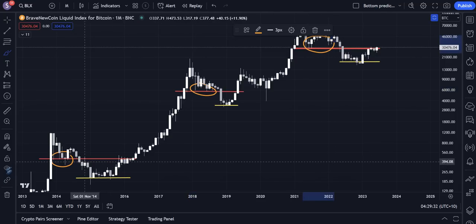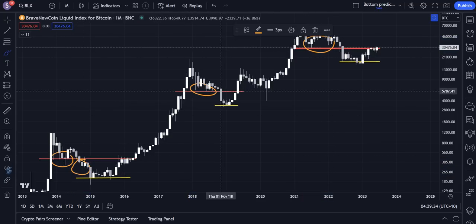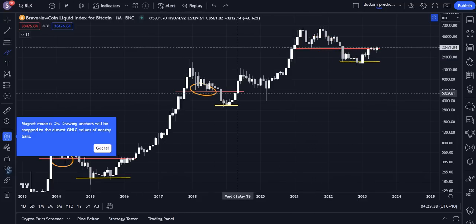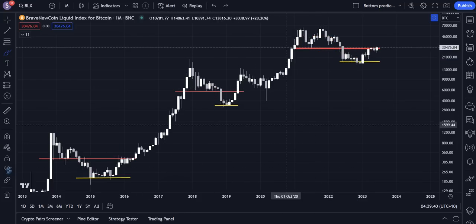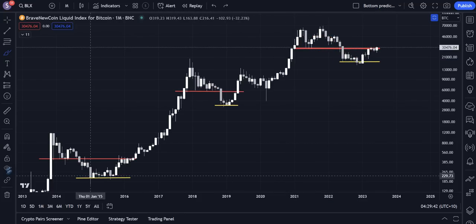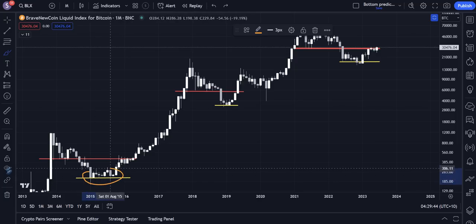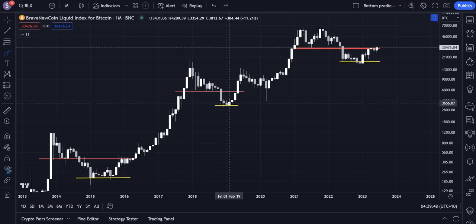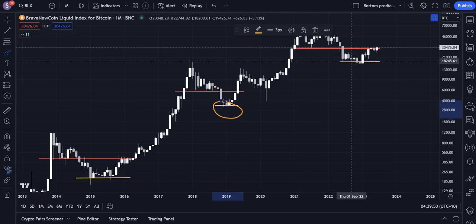Again, that happened over here in 2014. We dropped down really, really fast. 2018 as well, and also in 2022. Within a few months of losing that line, we end up at the bottom. And the bottom is usually formed on a separate horizontal level. The horizontal level in 2015 was this level over here, which is around 200. The horizontal level in 2018 was around 3,400, and the horizontal level in 2022 was around 17,000.